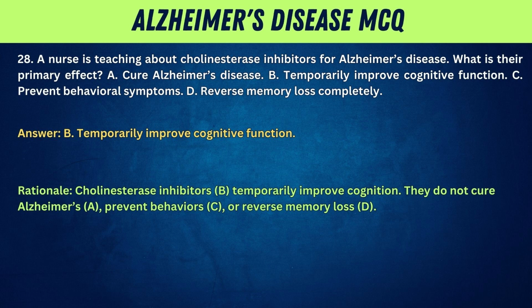28. A nurse is teaching about cholinesterase inhibitors for Alzheimer's disease. What is their primary effect? A. Cure Alzheimer's disease. B. Temporarily improve cognitive function. C. Prevent behavioral symptoms. D. Reverse memory loss completely. Answer. B. Temporarily improve cognitive function. Rationale: cholinesterase inhibitors, B, temporarily improve cognition. They do not cure Alzheimer's, A, prevent behaviors, C, or reverse memory loss, D.